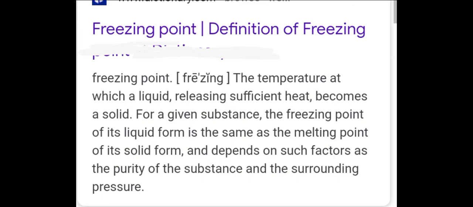The freezing point of a liquid is the same as the melting point of its solid form. The freezing point and melting point of water are the same, that is 0 degrees centigrade, and depend on such factors as the purity of the substance and the surrounding pressure. It depends upon the purity, how pure the substance is, and the surrounding pressure.